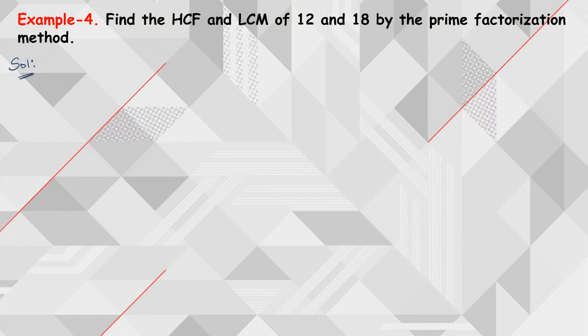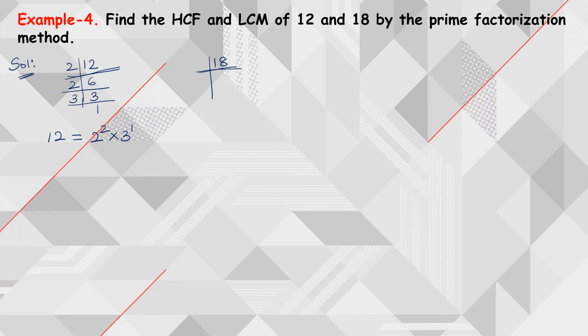Find the HCF and LCM of 12 and 18 by the method of prime factorization, right? First of all, prime factorization means you need to find the prime factors of 12 and of 18. You already know this procedure. For 12: 2 sixes are 12, 2 threes are 6, and 3 ones are 3. So 12 can be written as 2 square into 3 power 1.